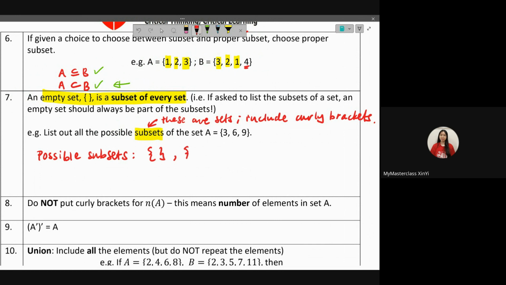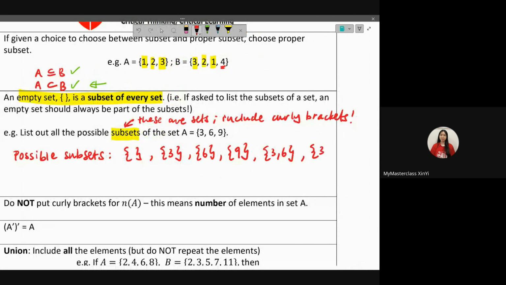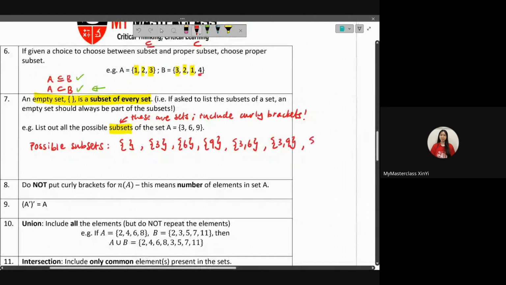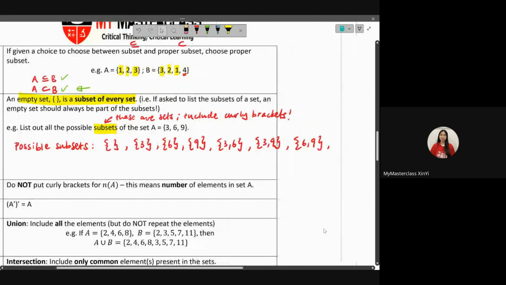The next one: the set consisting of just the element 3 is also a possible subset. Similarly, the set consisting of just 6 and the set consisting of just 9. Next, you also have the set consisting of just 3 and 6, then 3 and 9, and then also 6 and 9. Lastly, there's still one more possible subset: the set itself.